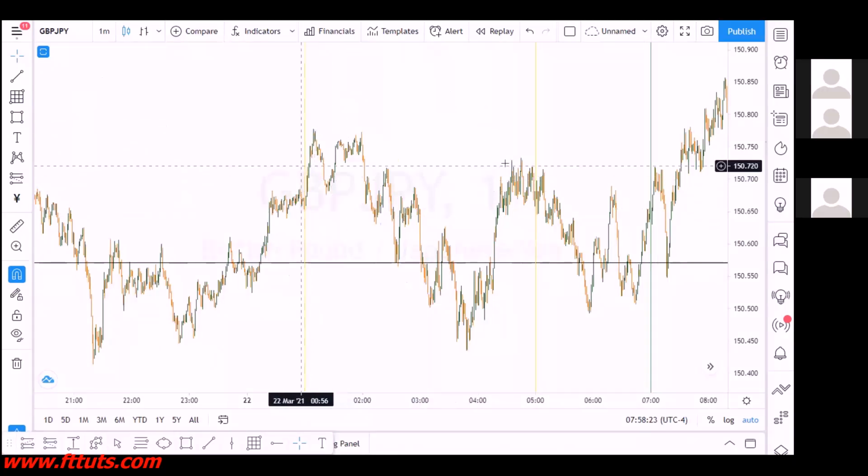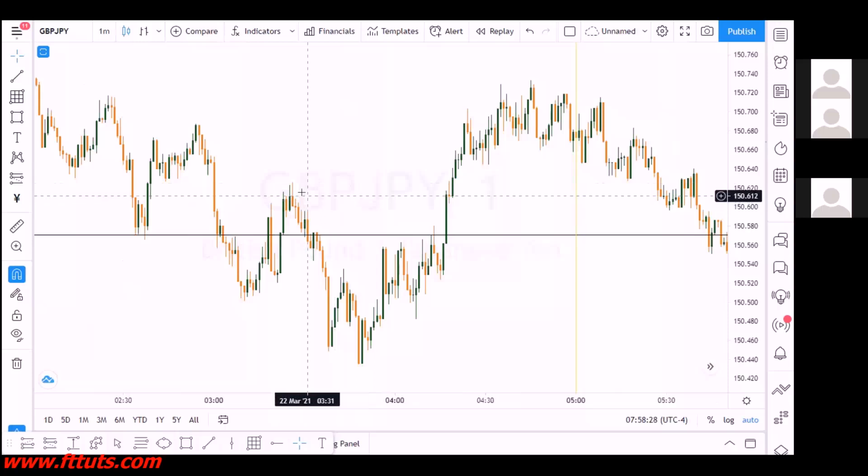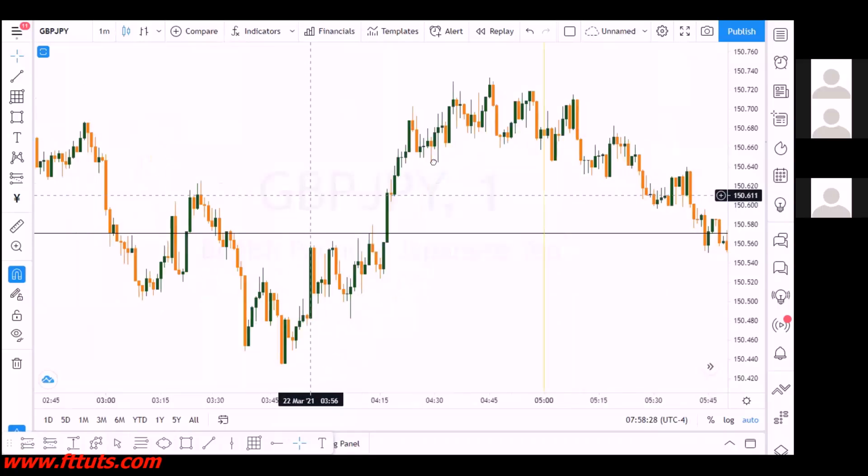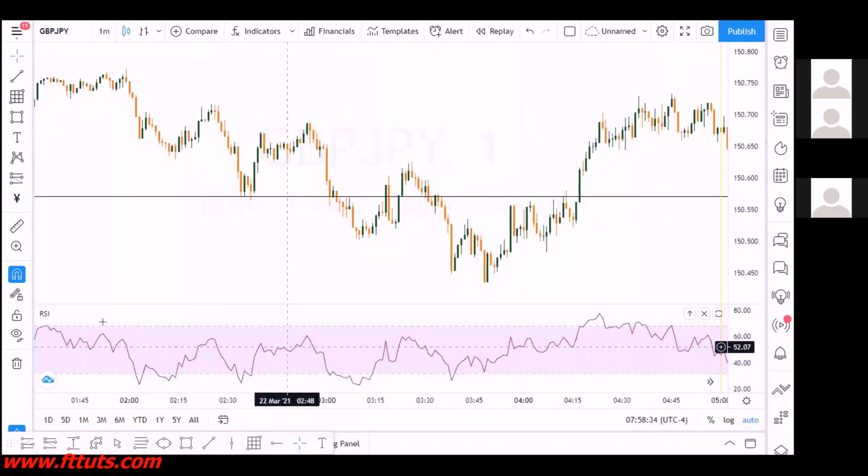So this is the New York, the London session right here. In this London session on that particular day, we bought around this area. How do I get in on this buy? I use my RSI divergence to get in on this buy.